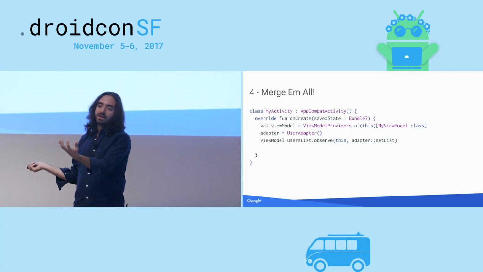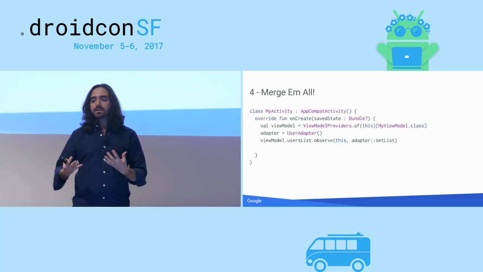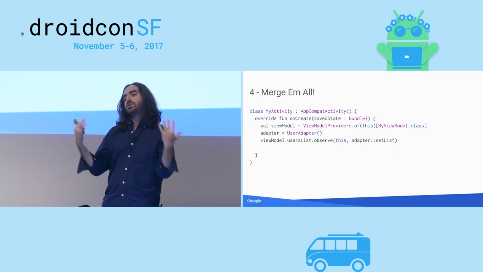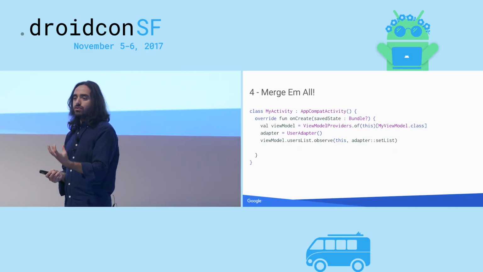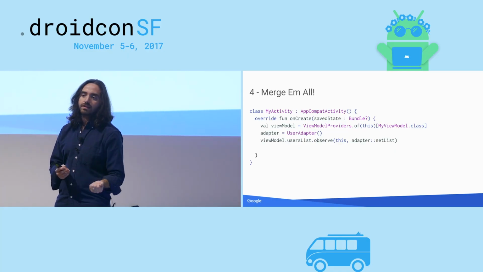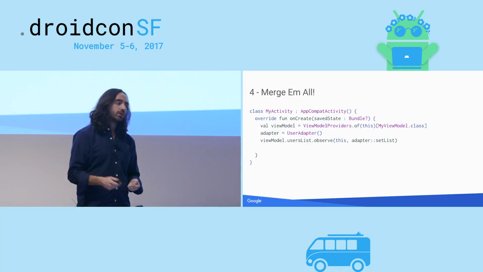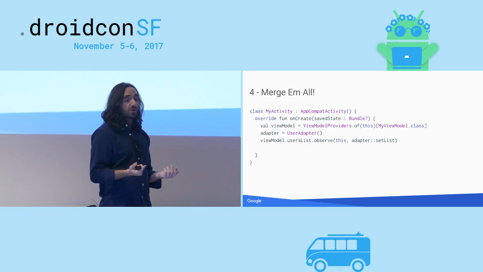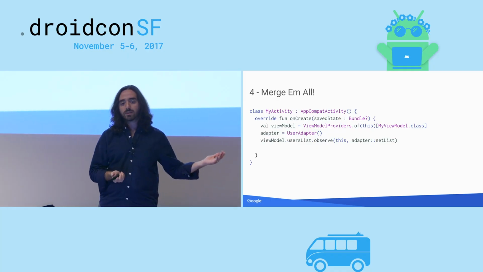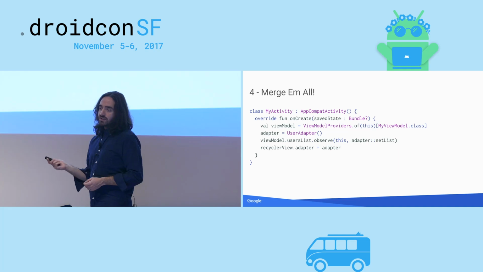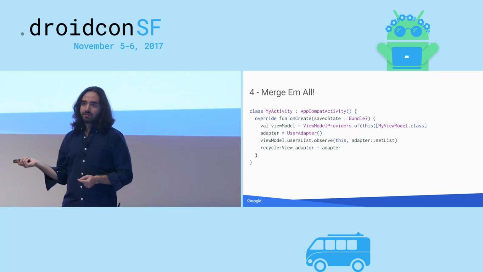This is where the lifecycle comes into place. Our activity defines that this live data is used by this adapter during the activity's lifecycle so that we can efficiently update the UI, or if there is no UI, we don't run any unnecessary update work. Of course, we need to set the adapter on the RecyclerView.